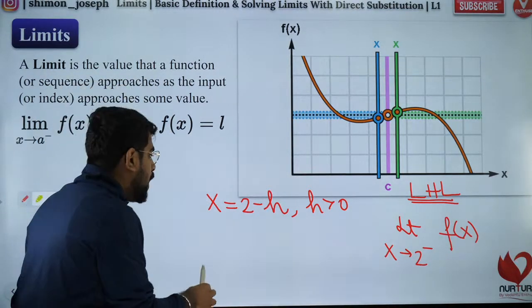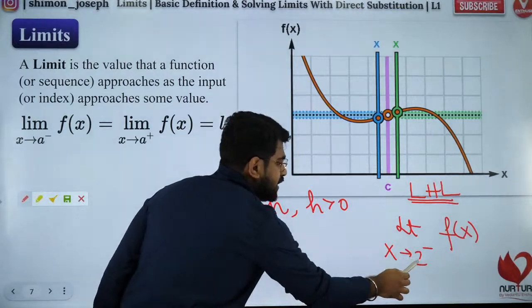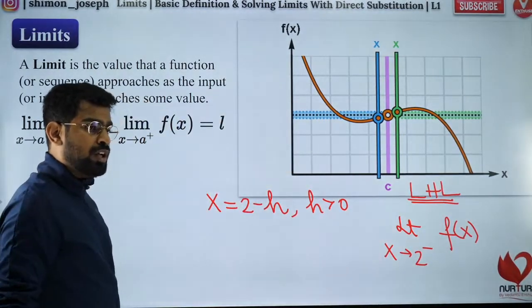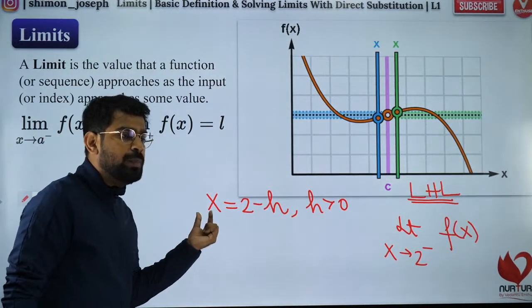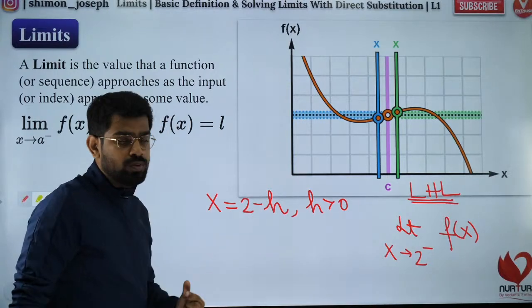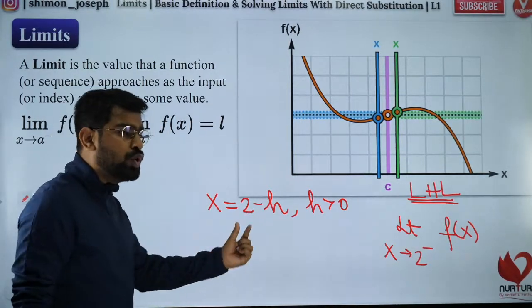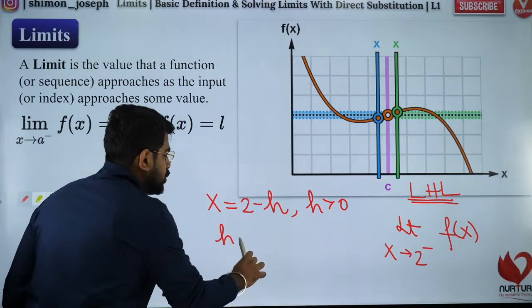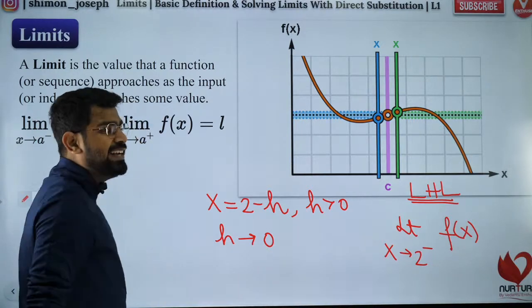Very good. Now, your x will be very close to 2. Your x will be very close to 2. So if your x is very close to 2, then your h should be tending to 0.